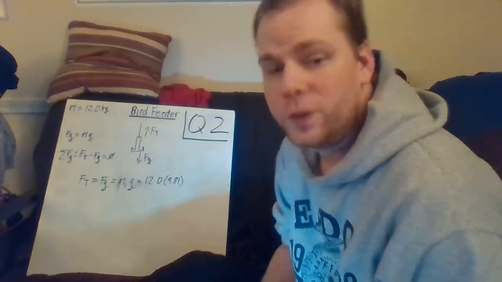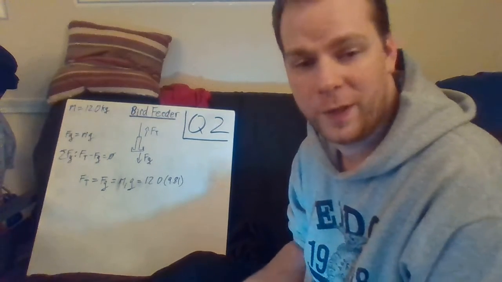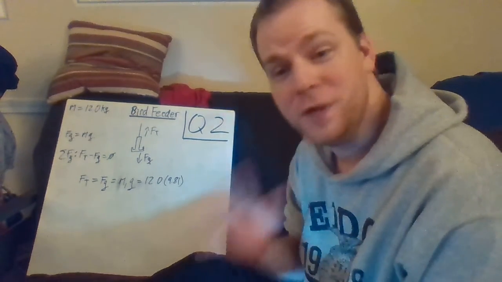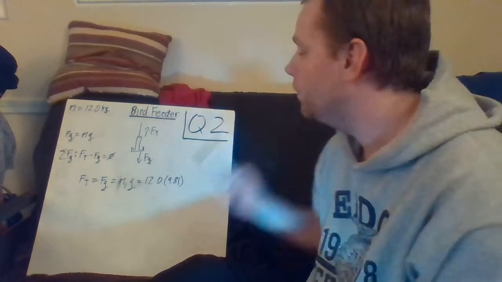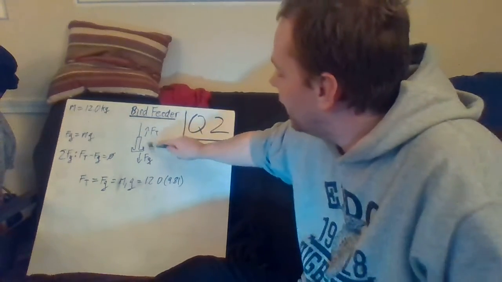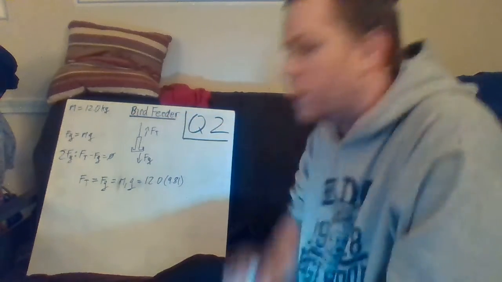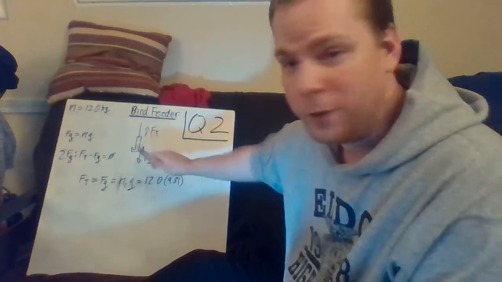First question, which was the bird feeder. A bird feeder of mass 12 kilograms hangs from a tree by a single cable. I was nice, I only made it one cable. What is the tension in the cable? If we draw this out, we've got weight pulling down, we have tension pulling up, and these are the only two forces we have to worry about. Don't mind my funky looking bird feeder here.